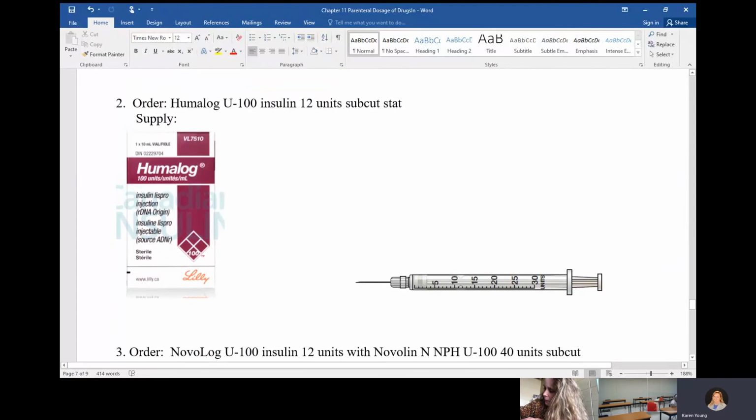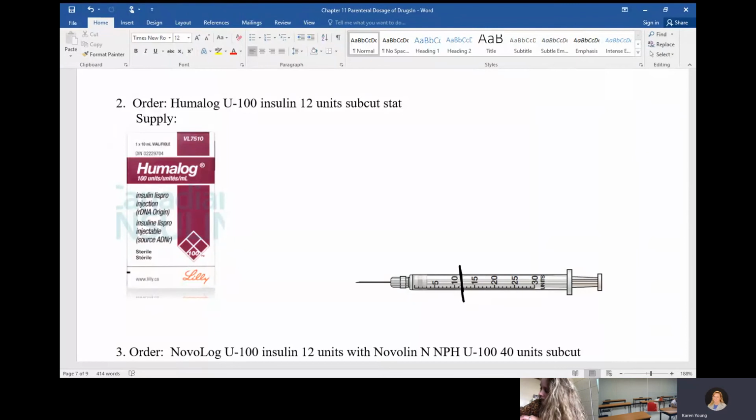So again, all you're checking is your name. Humalog, U100. I have Humalog, 100 units per milliliter. So that's a U100. You have 12 units. So am I going to do any math? No. I'm just going to draw 12 units. And again, I probably want to use a 30 unit syringe, because 12 units in a 50 is going to be a smaller amount.